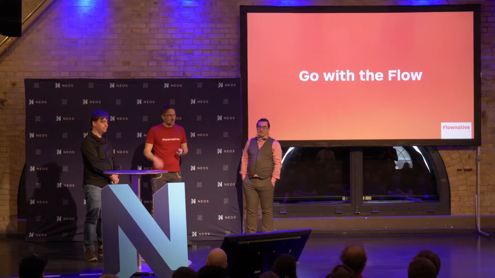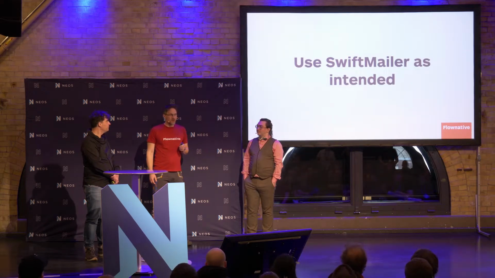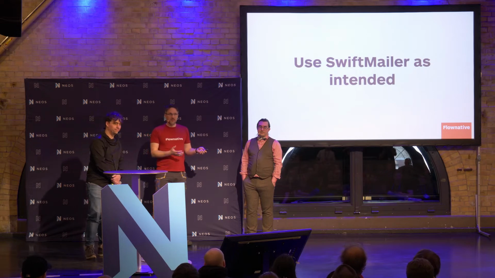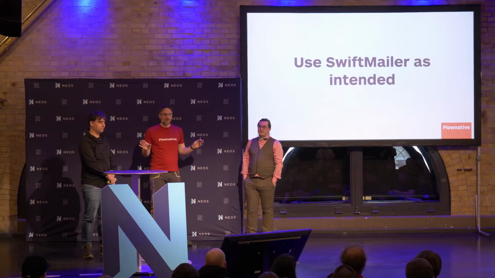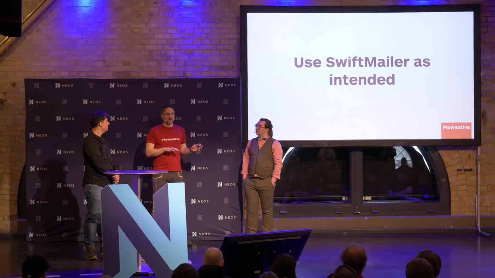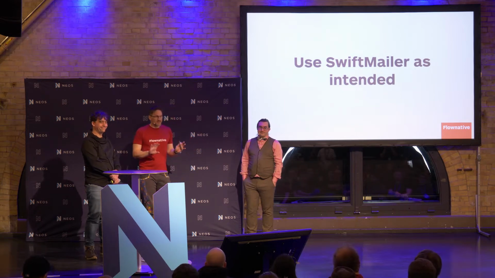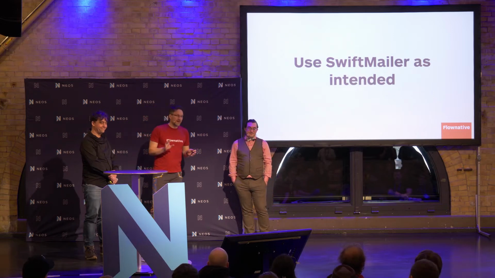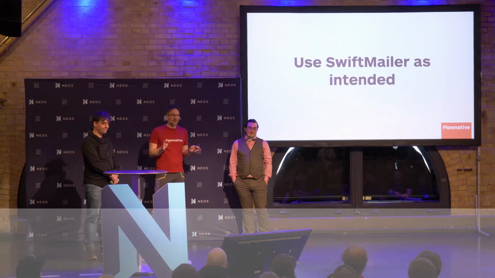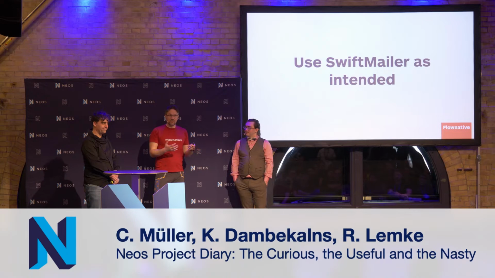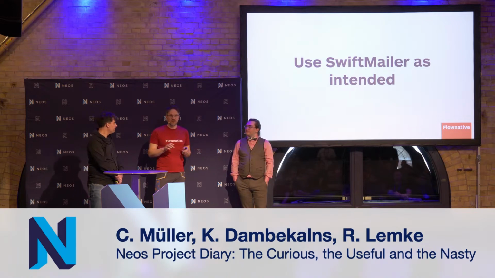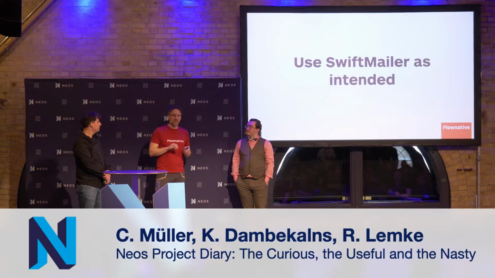One nice example of this is people using SwiftMailer in Flow and Neos projects, which is perfectly fine if you ignore the fact that SwiftMailer has been deprecated. But let's put that aside for now. So SwiftMailer is used as we intended you to use it, because we have this Neos SwiftMailer package, which pulls in SwiftMailer as a dependency and does some nice wrapping around that.